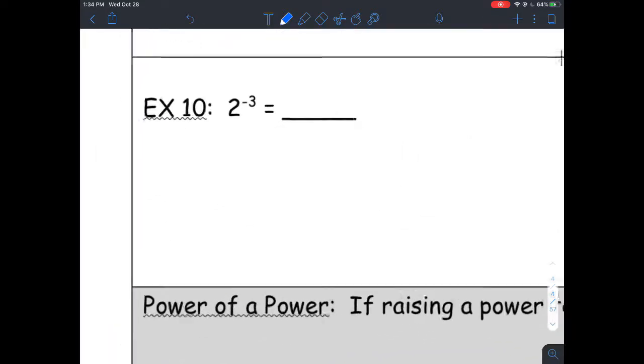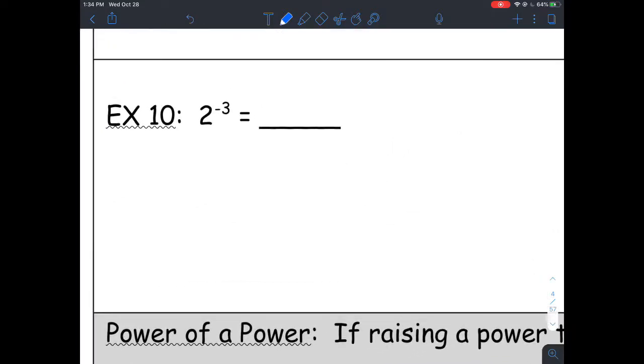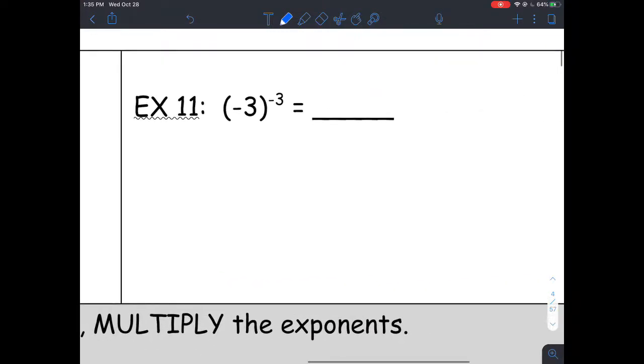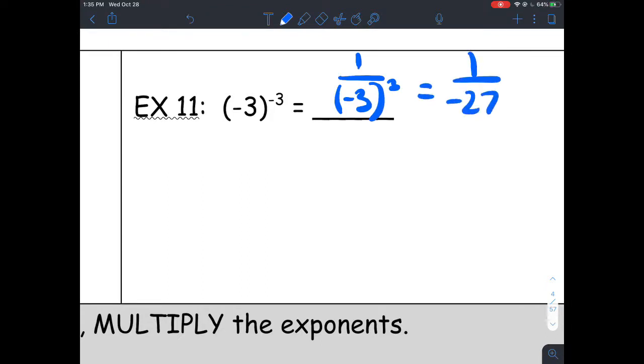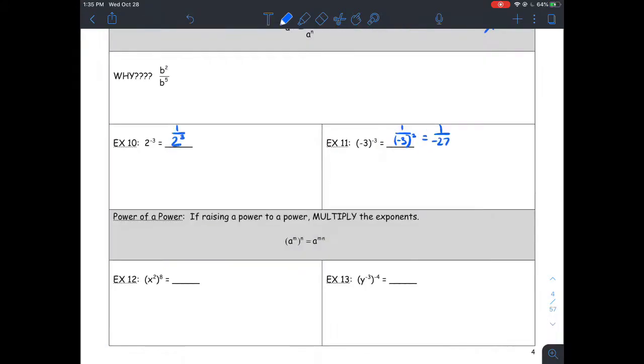So let's go ahead and try example 10 here. We've got 2 to the negative 3. So we're going to move that 2 into the denominator and its power becomes positive. Let's go ahead and try number 11. So we've got negative 3 to the negative 3 power. It's going to be 1 over negative 3 to the 3rd power. This one you actually could simplify. You could get 1 over negative 27. That's also acceptable. I don't care which one you put.